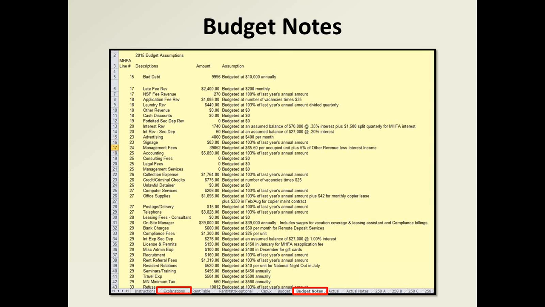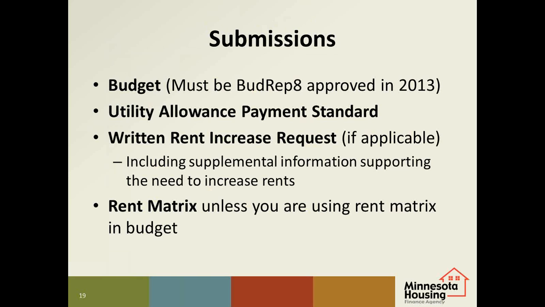You will need to submit the following to Minnesota Housing: your budget or BudRep version 8, the utility allowance payment standard as described in the previous slide, a written rent increase request with supporting documentation if you are asking for one, and the rent matrix if you are not using the rent matrix in the BudRep.